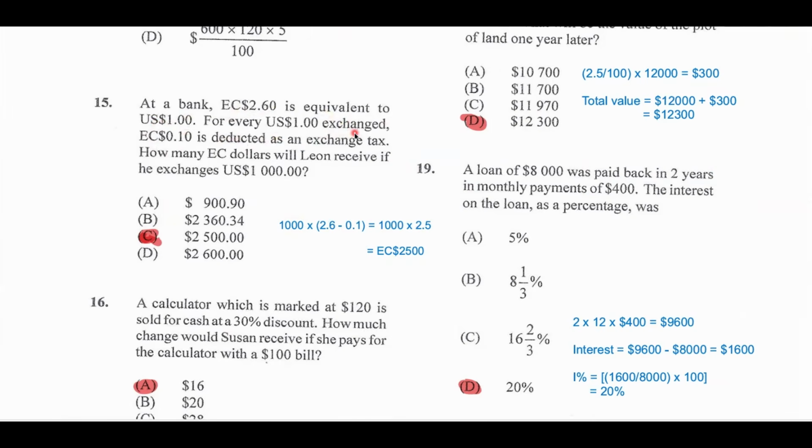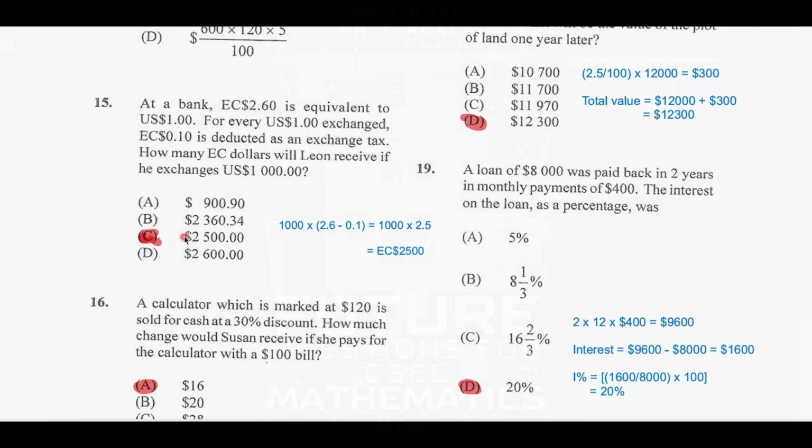Number 15, at a bank, $2.60 EC is equivalent to $1. For every $1 exchange, 10 cents EC is deducted as an exchange tax. How many EC dollars will Leon receive if he exchanges $1,000? Essentially, we will want to multiply the 1,000 by 2.6, but we have to remember the 0.1. So you subtract the 0.1 from 2.6 to get 2.5. So it's really 1,000 times 2.5, you get 2,500 EC.